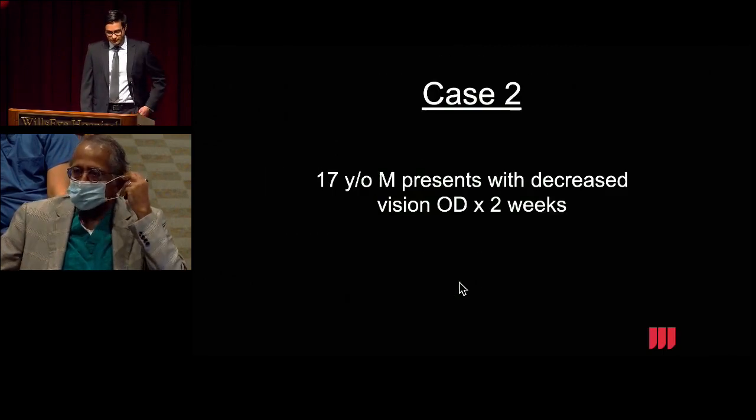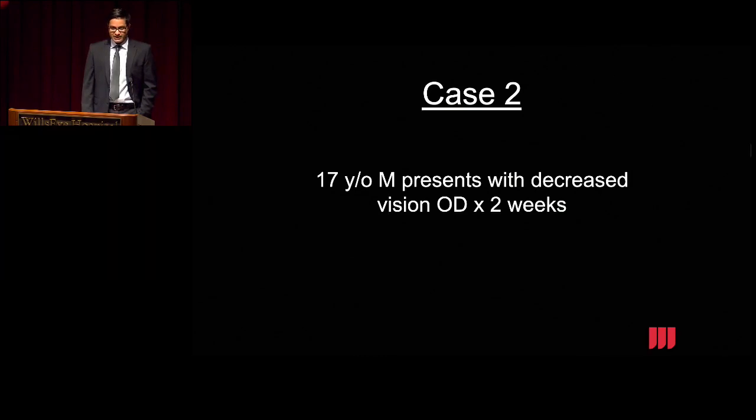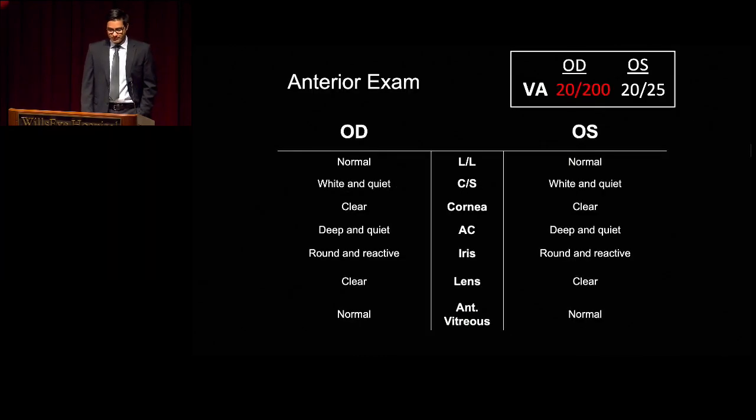Moving on to case 2. We have a 17-year-old male presented with decreased vision in the right eye for 2 weeks. On presentation, vision was 20/200 in the right eye, 20/25 in the left, and anterior exam was normal.